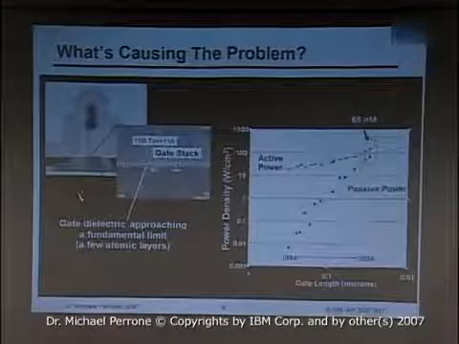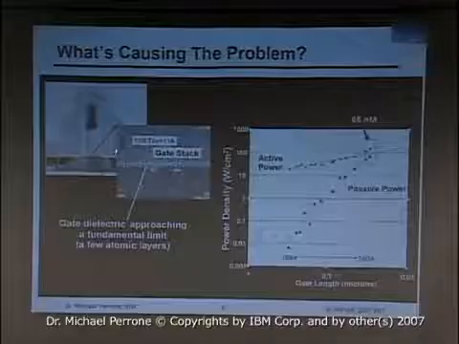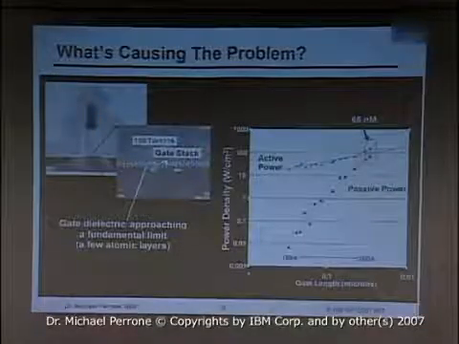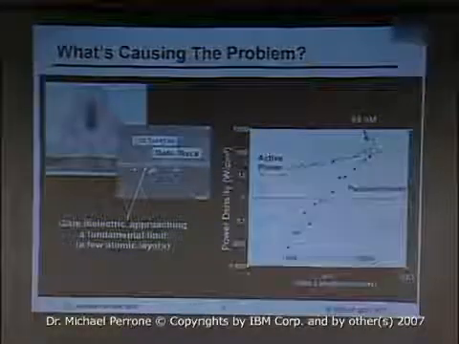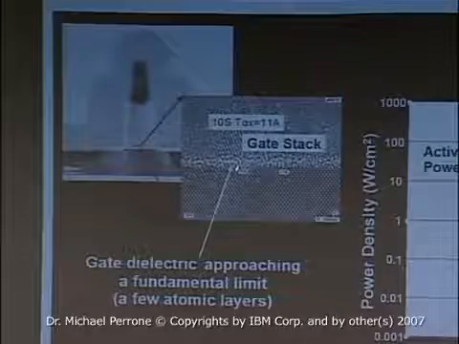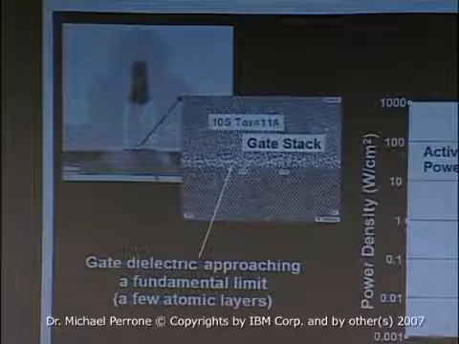Here's a picture of one of these gates magnified a lot, and here's the interface magnified even further. And you see here this dielectric that's insulating between the 2 sides of the gate. We're reaching a fundamental limit. It's a few atomic layers. You see here it's like 11 angstroms. What's that, 10, 11 atoms across?